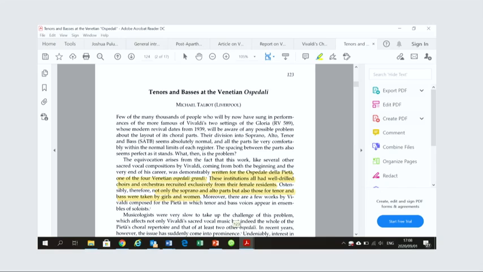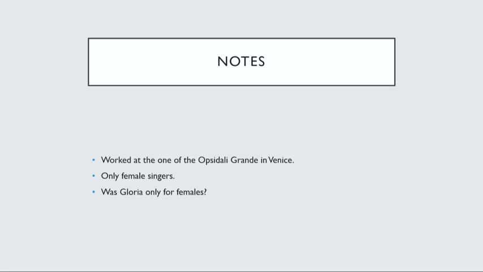So when you are reading, those are the kind of things you're looking for. Do you see? I've underlined them in the text, and then I'll put in my notebook: we know that Vivaldi worked at one of the Ospedali Grandi in Venice. So he was definitely there. We also know that he wrote the Gloria for one of those Ospedali Grandi. So it was only for female performers. There, I've made the note, only for female singers.